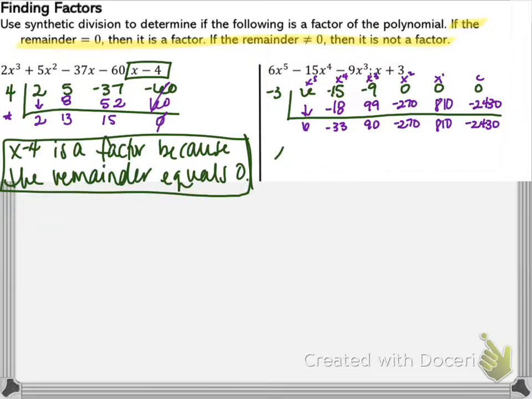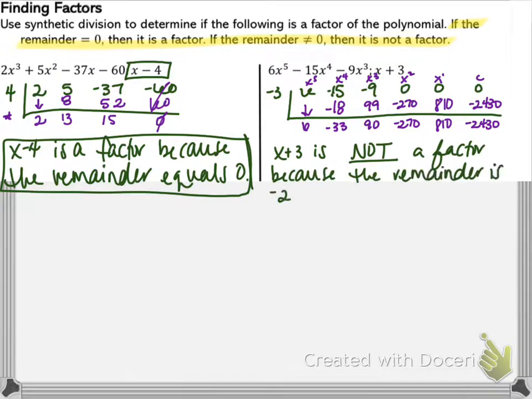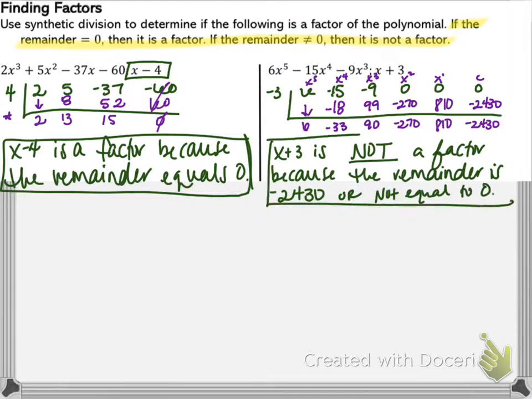Now we can write our statement. We can say x plus 3 is not a factor because the remainder is, well, you can write it one of two ways. You can say the remainder is negative 2,430, or it is not equal to 0. And that is our final answer.